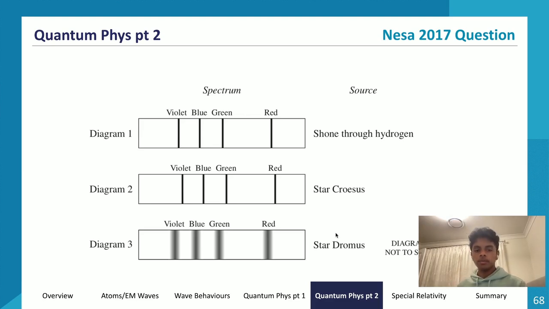Can we find temperature? Well, we can't find temperature for these because we don't have the blackbody radiation curve, because we need that to find temperature. What can we find? Well, we can find the chemical composition, right?